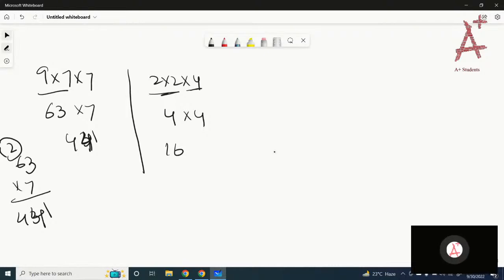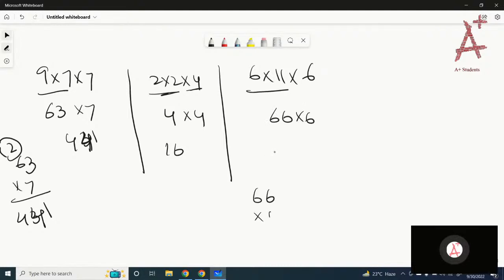Okay, the next one is 6 times 11 times 6. So start multiplying the first two numbers. First you have to do 11 times 6. So 11 times 6 makes 66, and then you have to do 66 times 6. So just multiply 66 times 6. So 6 times 6 is 36. You have to write down 6 over here and carry 3.